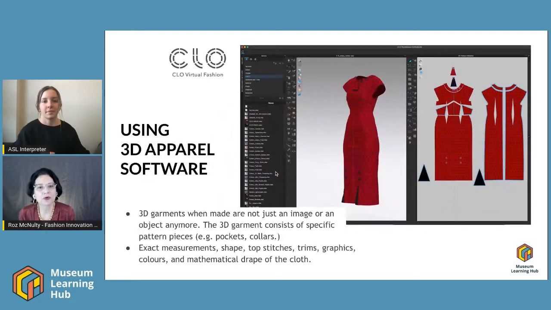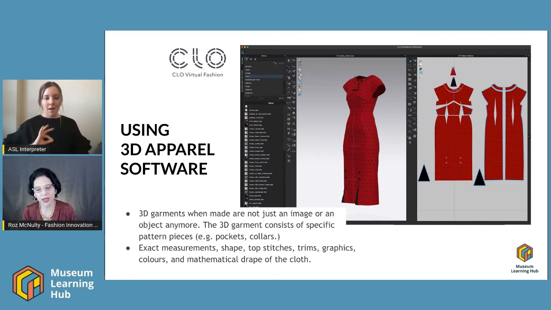So the software I'm working with is Clo 3D Apparel. There's also Browzwear and Optitex. Clo is the one that I've really concentrated on being good at. And this is how it works: you're creating a 2D pattern and then doing a 3D drape, and then you're adding the math of the way the fabric looks and drapes, and then you can put prints and such on top of it, as well as stitches and buttons.